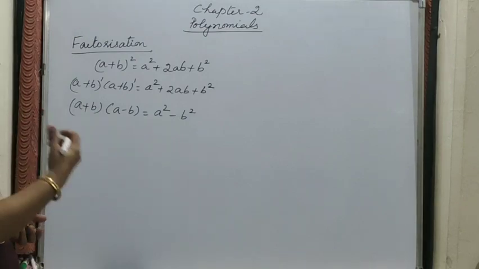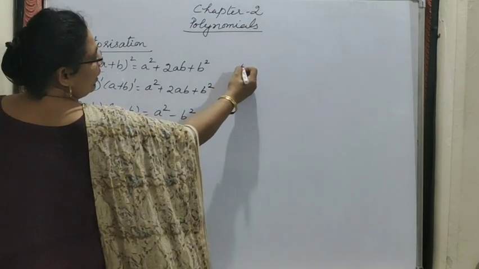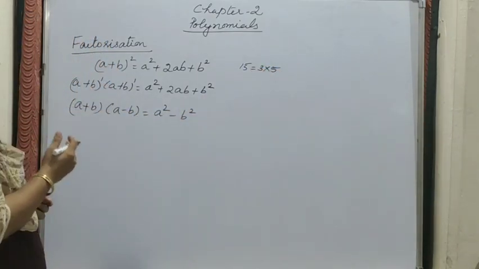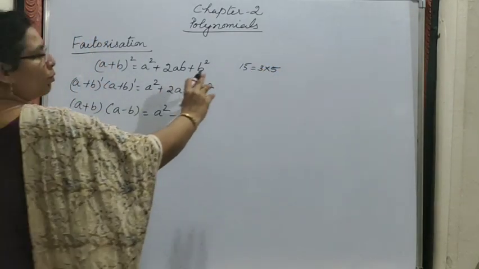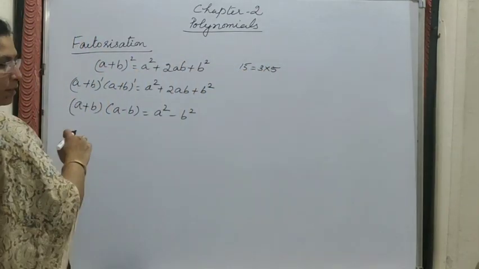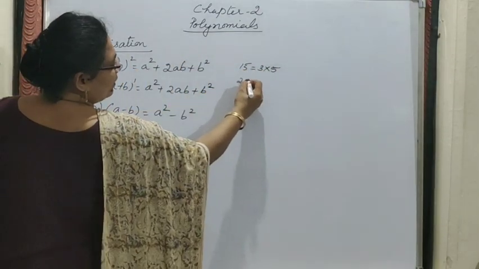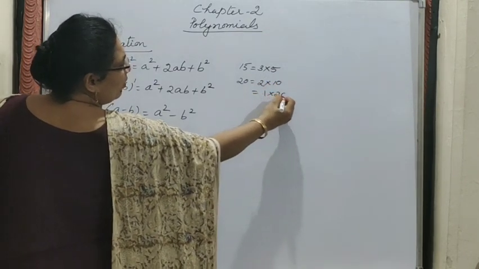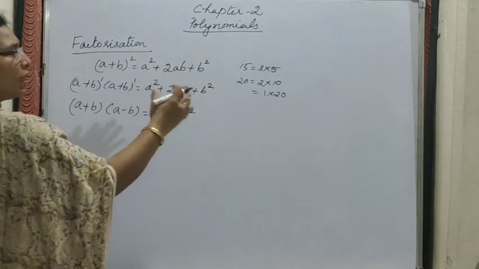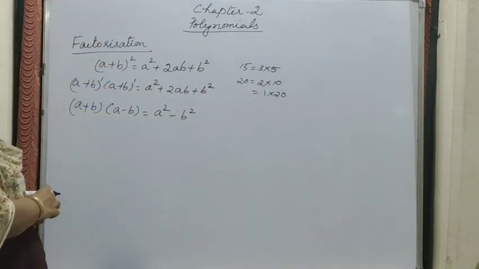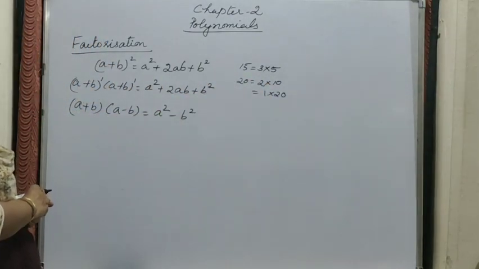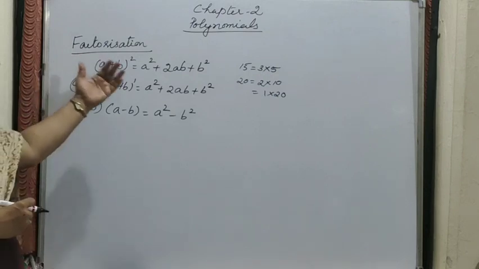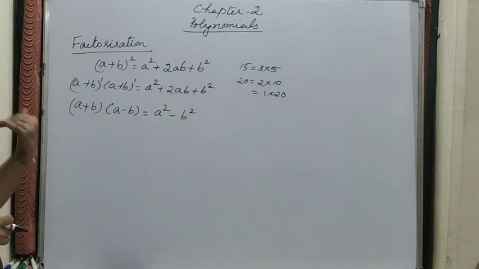In the number system, if you take 15, what is the answer? 3 into 5. So 3 and 5 are the factors of 15. We are taking the product of numbers. If I take 20, I can write the factors as 2 into 10, 1 into 20, and many more for 20. So we are writing in a product form. Factorization means the product of the factors only. It is an irreducible form, and the expansion form is its reversible process.